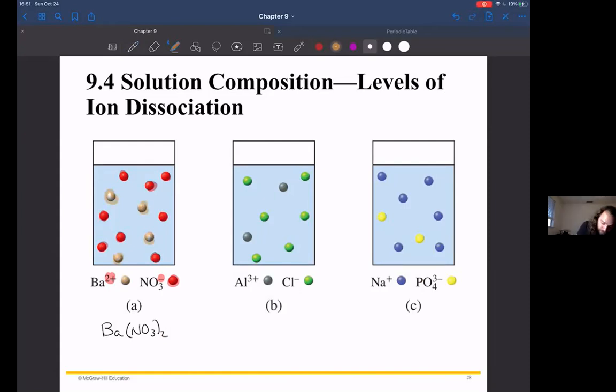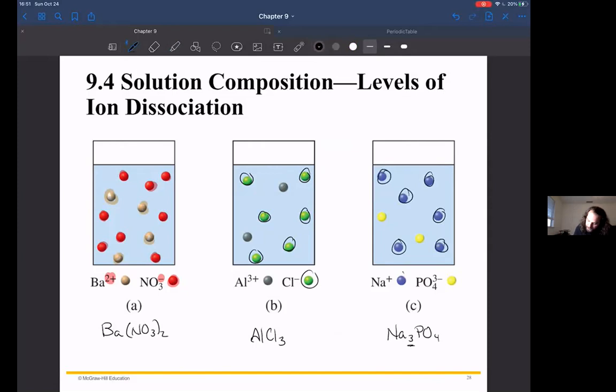All right. Likewise, aluminum chloride. This would be AlCl3. So I have 3 times as many green chloride ions floating around as I do my gray aluminum ion. And likewise, sodium phosphate is Na3PO4. So I have 3 times as many blue sodium ions floating around as I do my yellow phosphate ions.